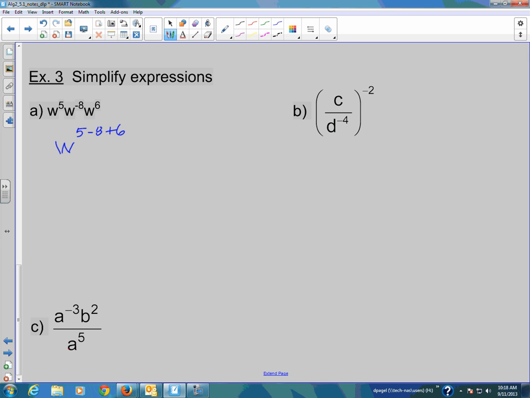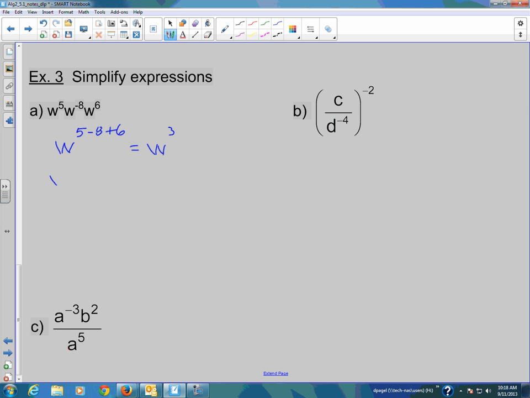Now, some of you might have taken issue with the fact that that's a W to the negative 8th, and maybe you thought, hey, I should move that down to make it a positive. Well, you're going to get the same answer regardless, so let's see how this works. 5 minus 8 is negative 3. Negative 3 plus 6 means this is W cubed.